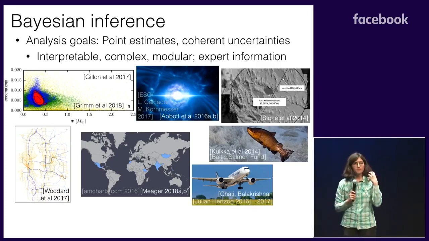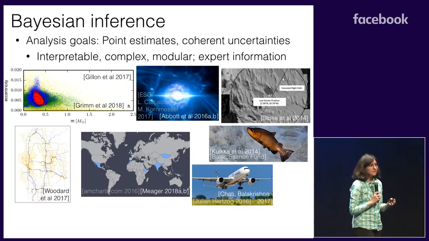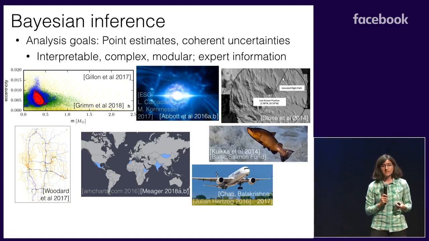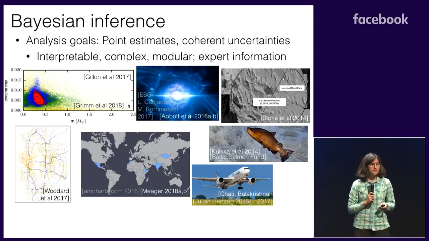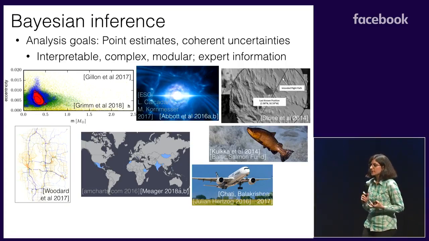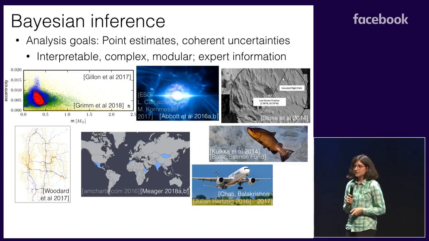And finally, in all of these cases, we see that we're working with experts. Experts are working on these problems. They have a lot of domain knowledge, a lot of knowledge that they can bring to bear and should bring to bear on these problems. And so it's nice that with Bayesian inference, we can incorporate that kind of expert information.